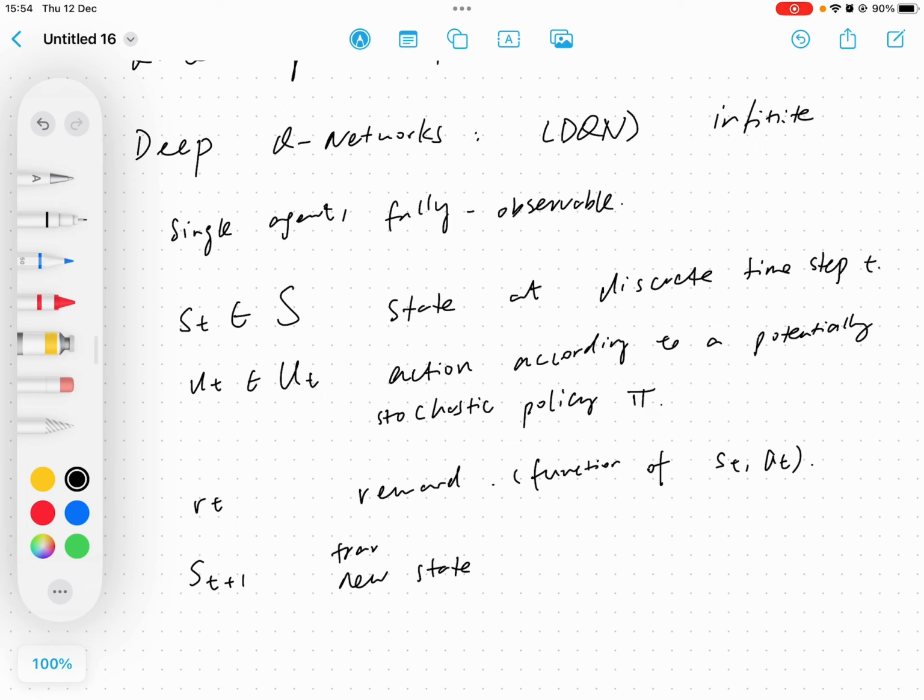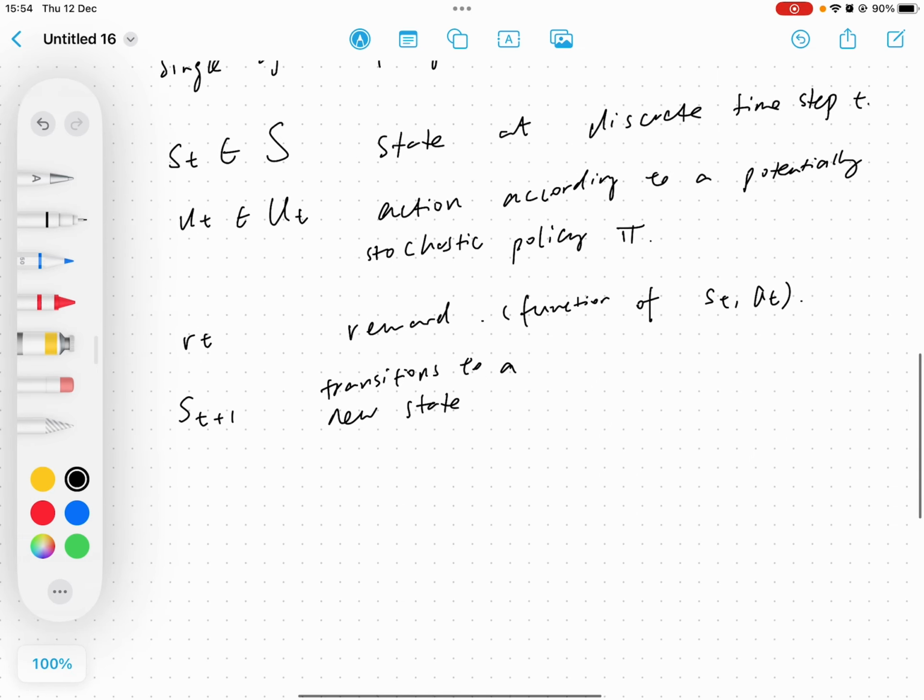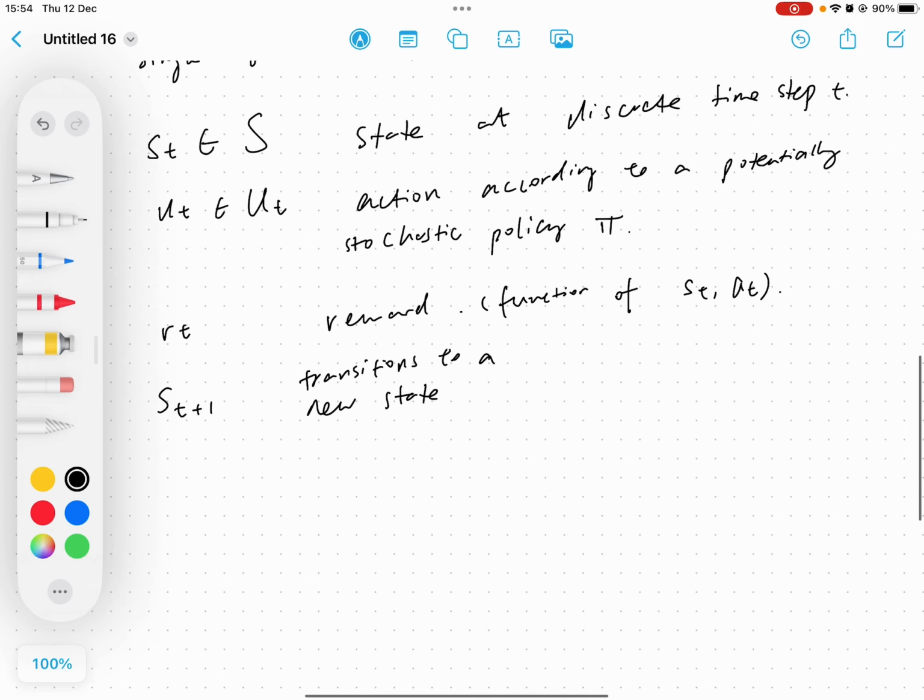Okay, so transitions to a new state, s_{t+1}. So here the objective of this problem, for this agent, is to try to maximize expectation. So what is the expectation? It will be the expectation over the discounted returns.